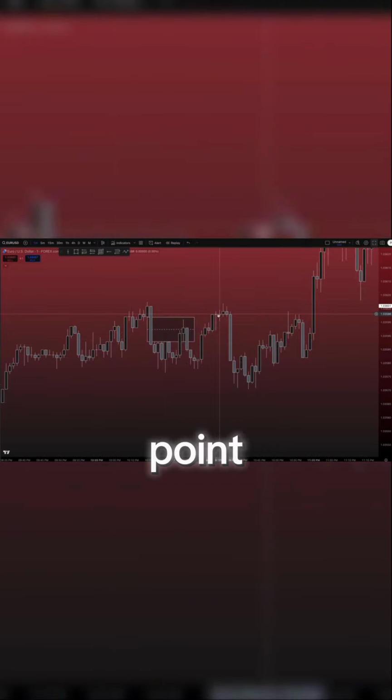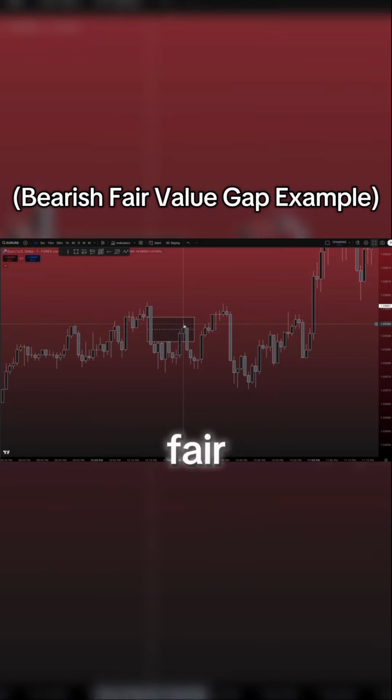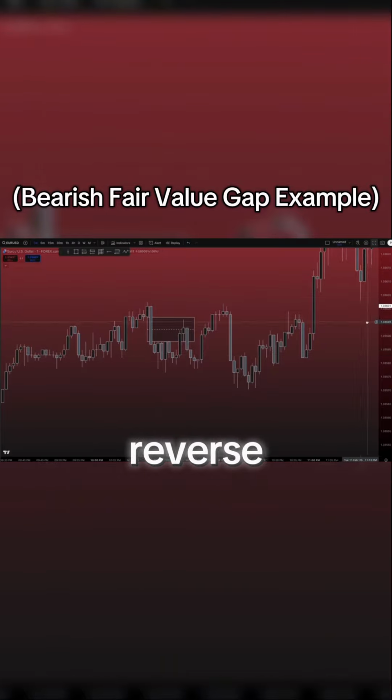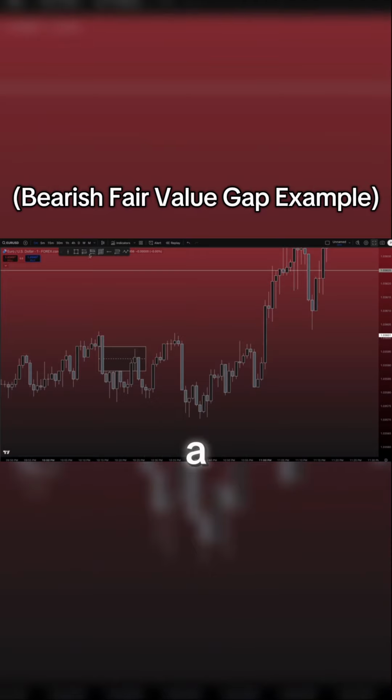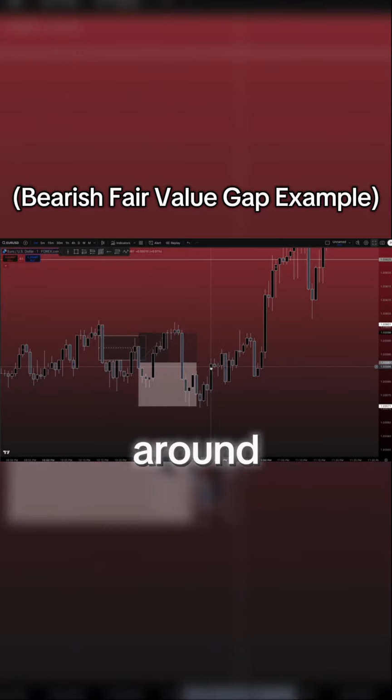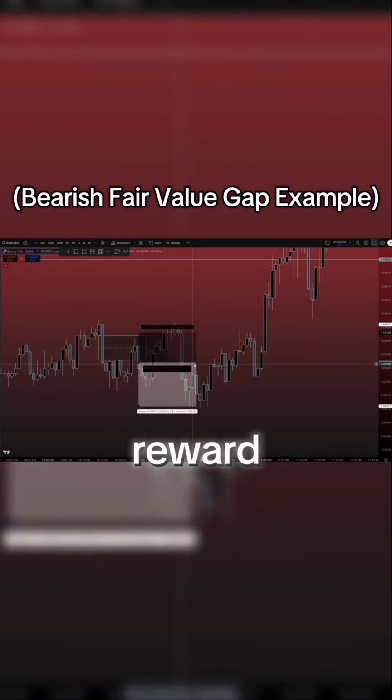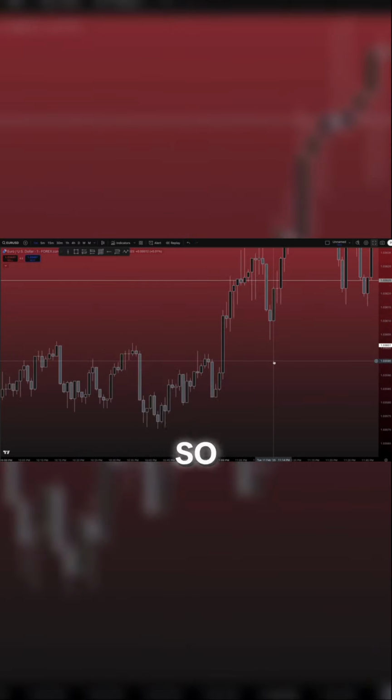Now what I also want to point out to you is that not all fair value gaps actually work, because you see right here, this fair value gap gets tapped into, closes out below, which is good. You actually want to see this for a bearish fair value gap. However, price reverses right around here, so it's not completely valid because you can't really take a big trade off of that. So I'm actually looking at around a 1.45 risk to reward ratio, which is not a good risk to reward at all. So what you want to do is line up your fair value gap with other things.